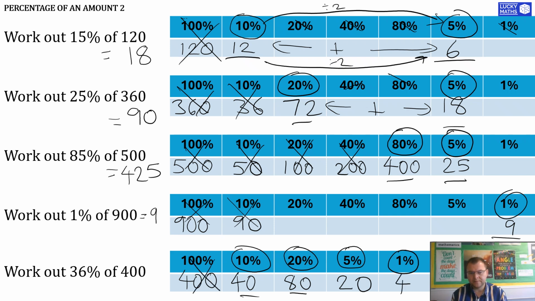So altogether, I need to add together, we could do it 80 plus 20 is 100, plus 40 plus 4 means that 36% is 144. And the more practice you obviously get with this, you'll then be able to extend this further and do more complex calculations.